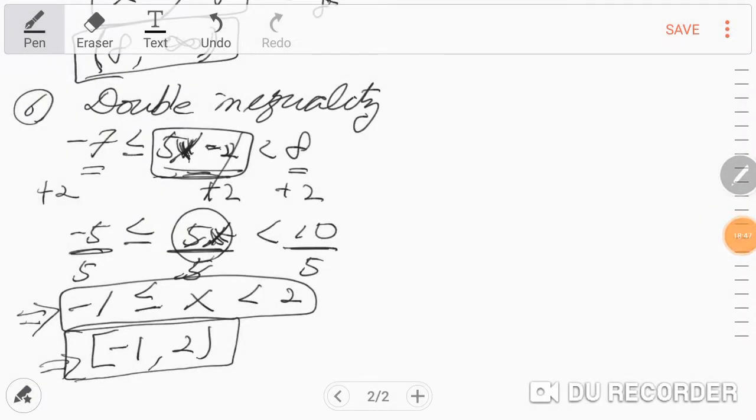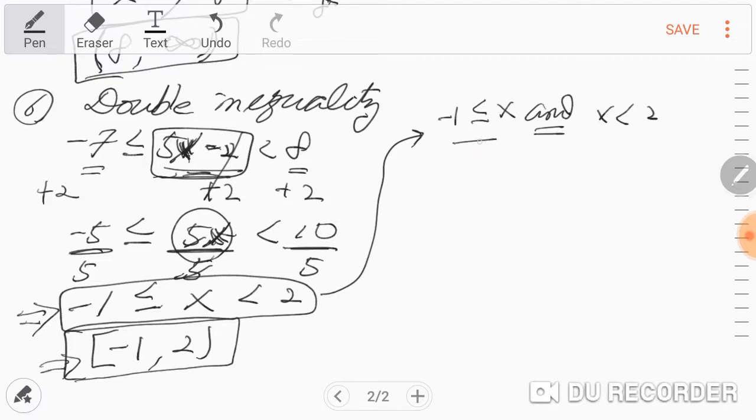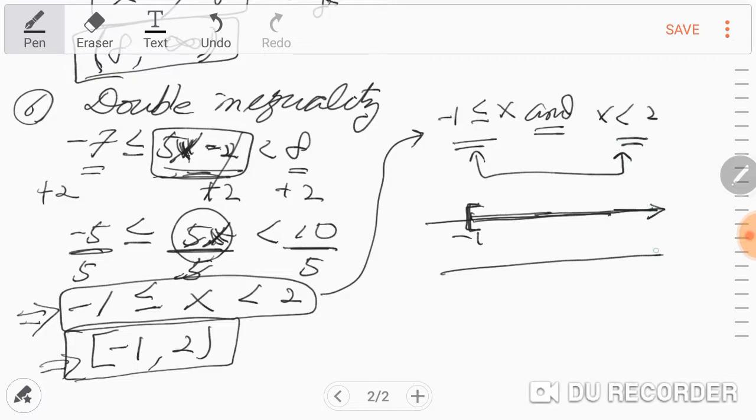If we graph this double inequality, this means there are two inequalities: x is greater than or equal to negative 1, and x is less than 2. This is the combination of these two inequalities. When we graph it, the first one is x greater than or equal to negative 1, so going all the way to the right. How about the second inequality? x is less than 2. There's no equal sign, so all the way to the left from number 2.